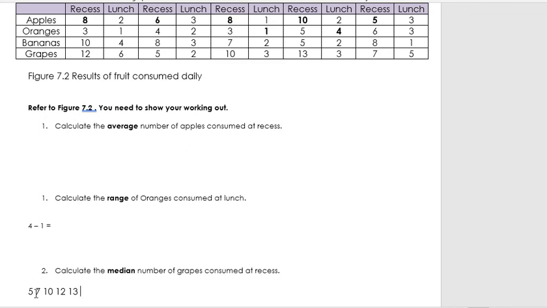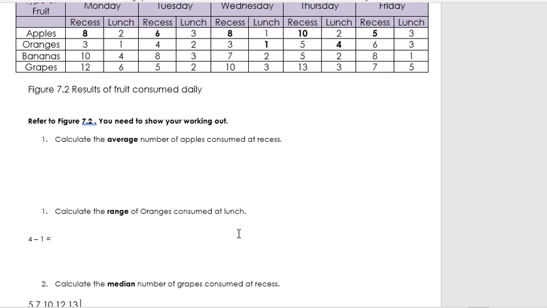So once you have them lined up like that, you want to work from the outsides and you want to find the middle number. So that's the middle number once they're ranked in order from highest to lowest. So that's how we work out the average, the range, and also the median.